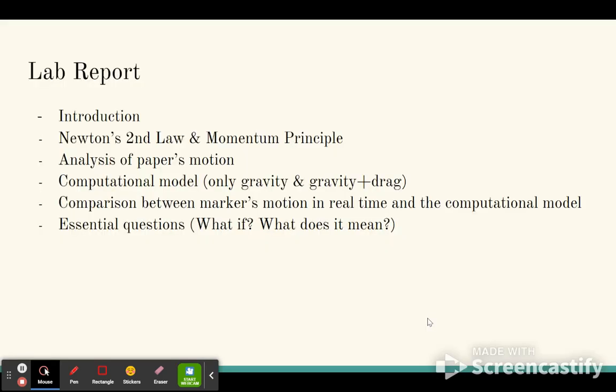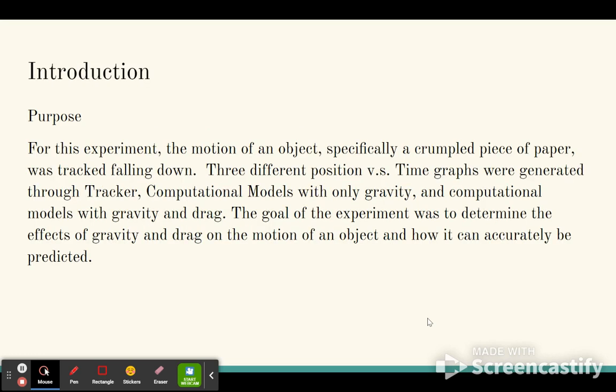In this lab report, I will be going through Newton's second law and the momentum principle, as well as an analysis of paper's motion, a computational model similar to the paper's motion with only gravity as well as with gravity and drag, a comparison between our marker's motion in real time and the computational model, and going over some essential questions.